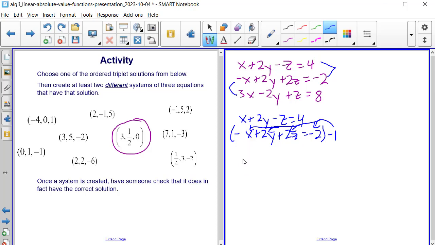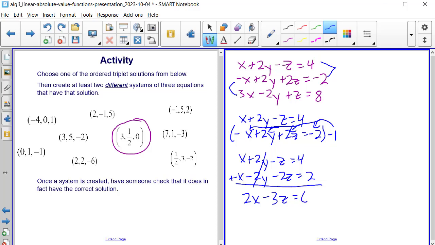And then the first equation is going to stay the same. x plus 2y minus z equals 4. But then I'm going to have a positive x, a minus 2y, and a minus 2z equals positive 2. And then if we add these together, 2 y's cancel out. We have 2x minus 3z is equal to 6.